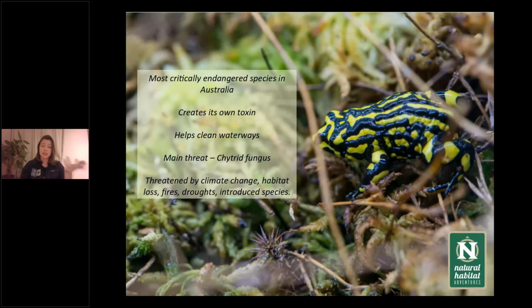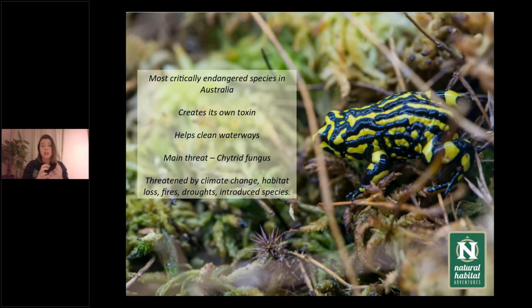Because this is mainly the southern corroboree frog, but the northern corroboree frog, while also having the chytrid fungus, isn't seeing the same declines. And so we're asking why. Why is the northern corroboree frog not declining as rapidly? Have they developed a natural resistance?